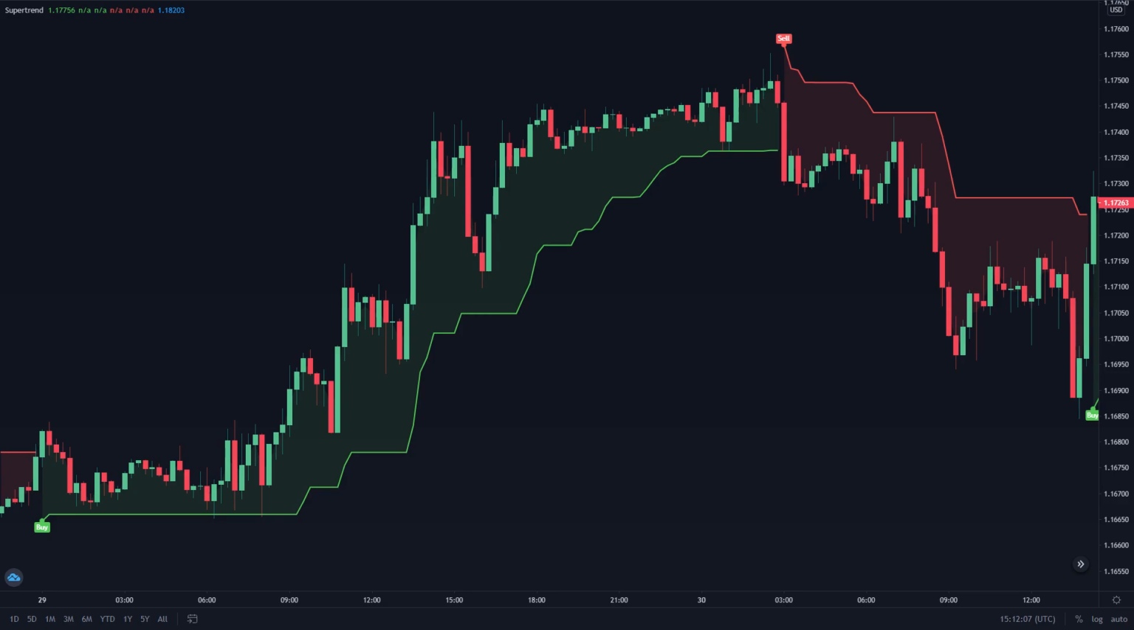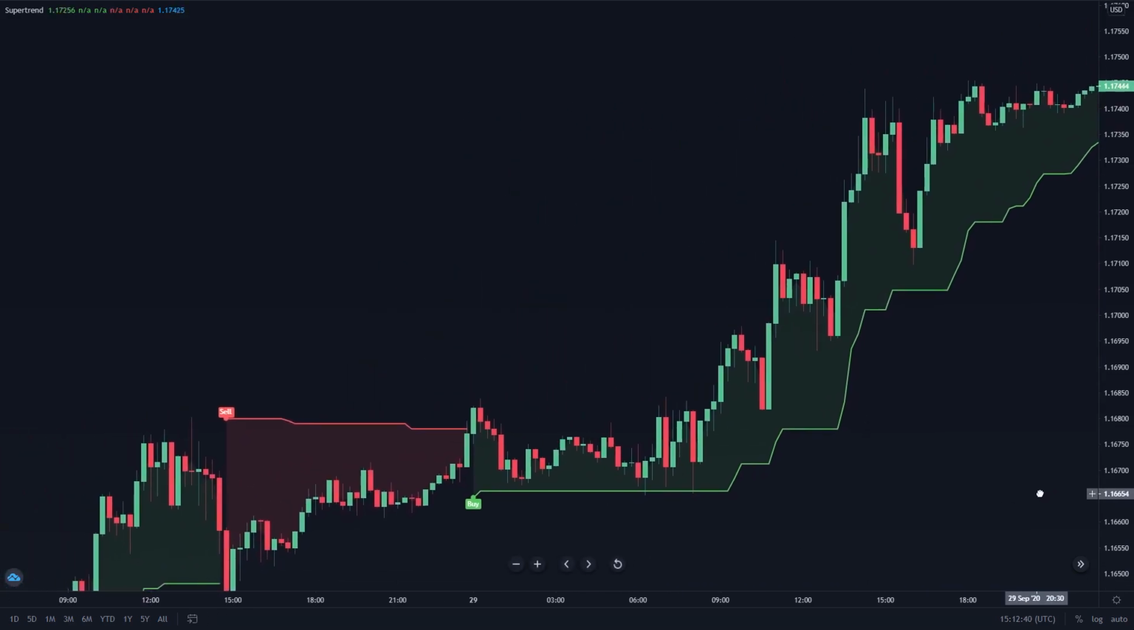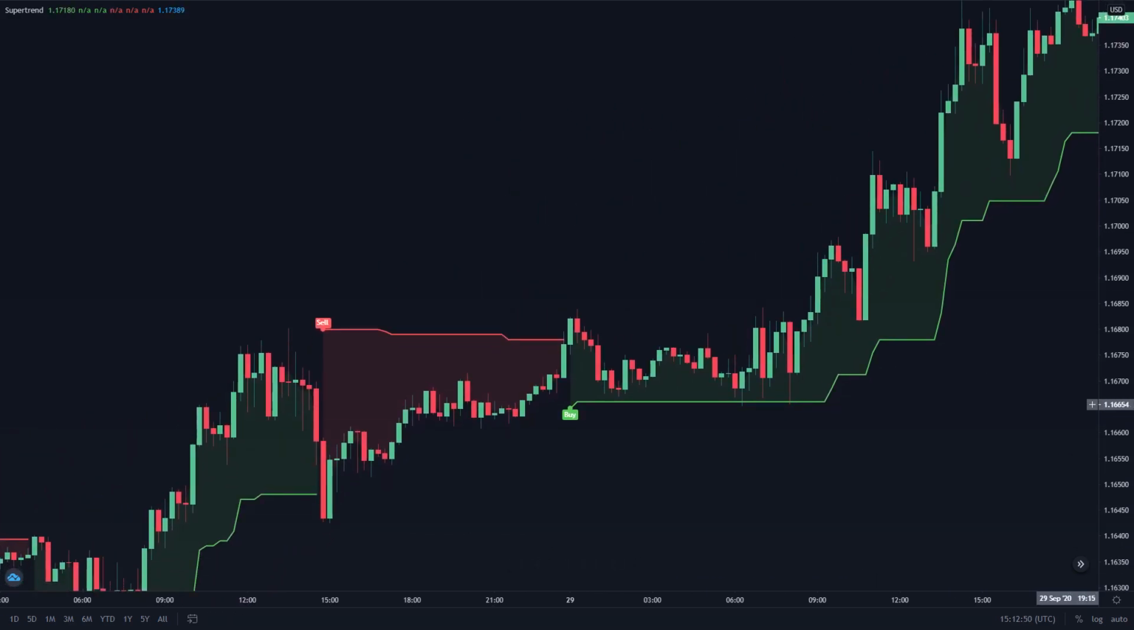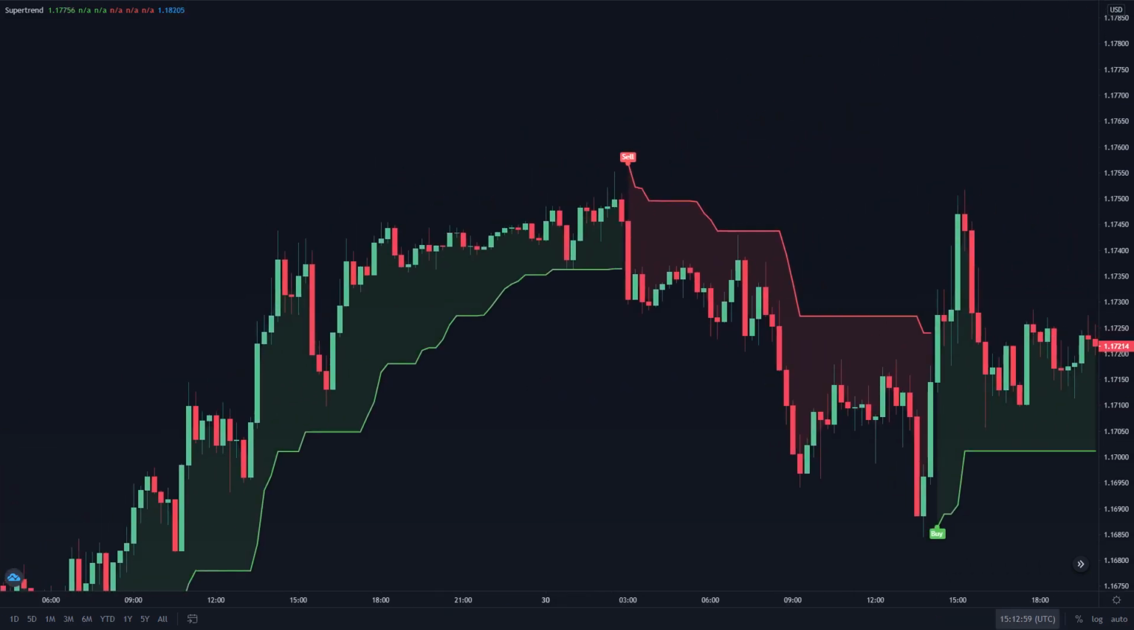So, if you open the Supertrend indicator, this is what it looks like. A single line that switches from green to red and vice versa. And how you use it is pretty self-explanatory. If the line turns green, you take a buy position. And if the line turns red, you close your previous buy position and open a new sell position.